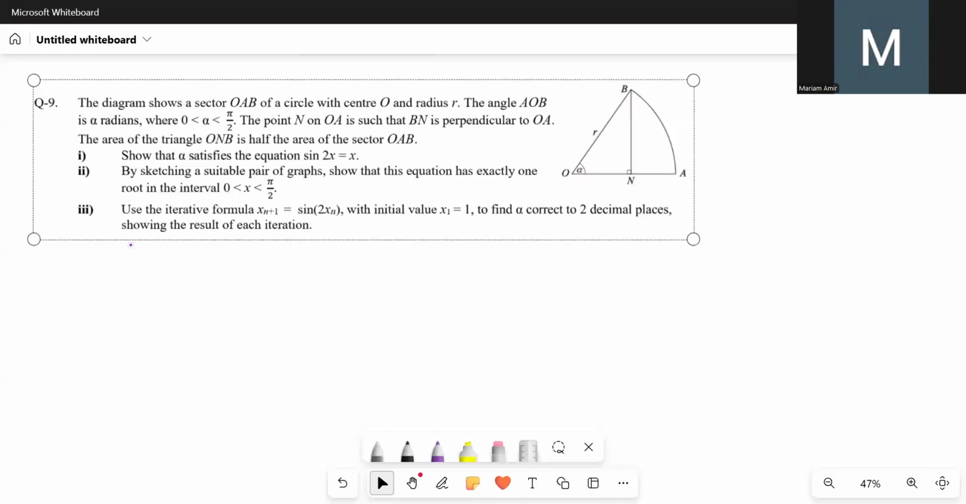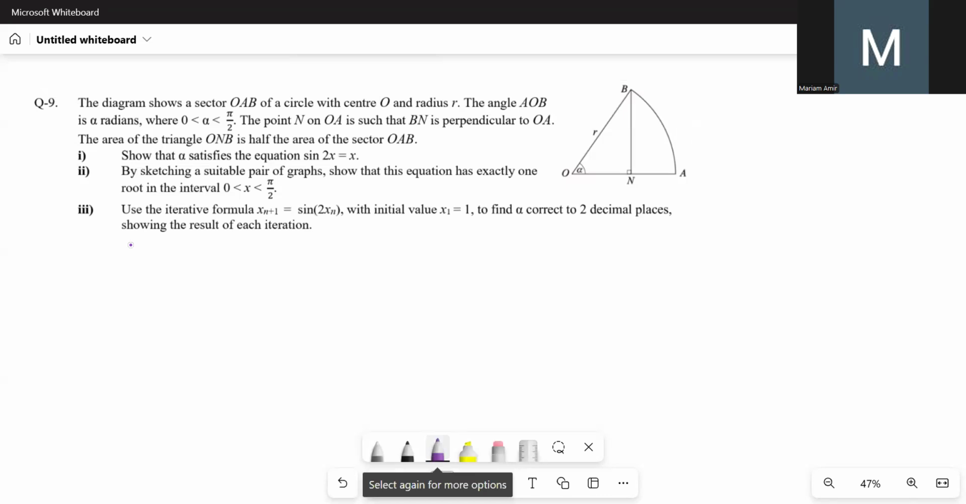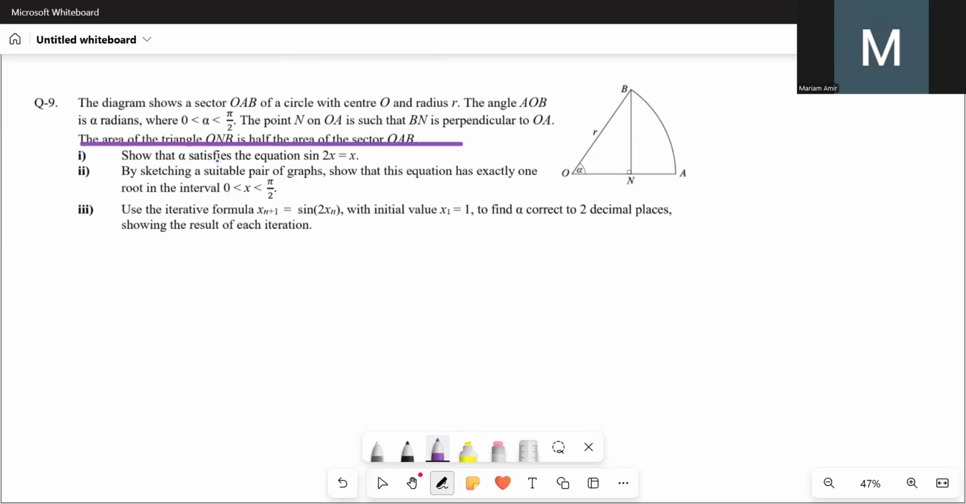So we're doing this question on numerical solutions. The diagram shows a sector OAB of a circle with center O and radius r. The angle AOB is alpha radians, where alpha is between 0 and pi by 2. The point N on OA is such that BN is perpendicular to OA. The area of the triangle ONB is half of the area of sector OAB. Show that alpha satisfies this equation, sine 2x equals x.